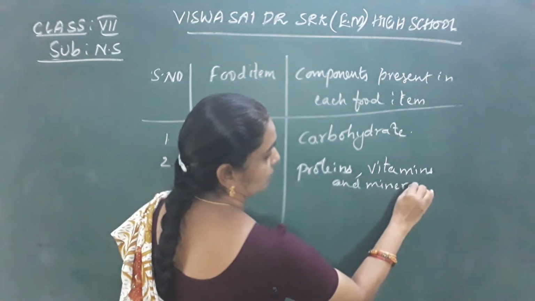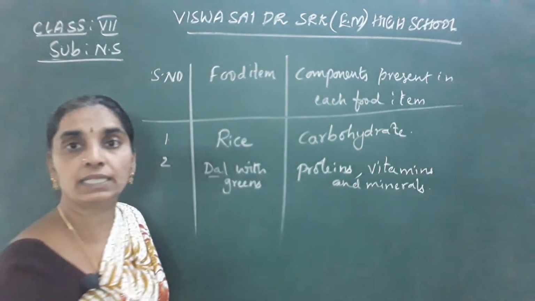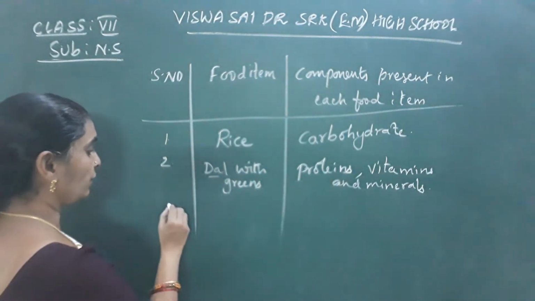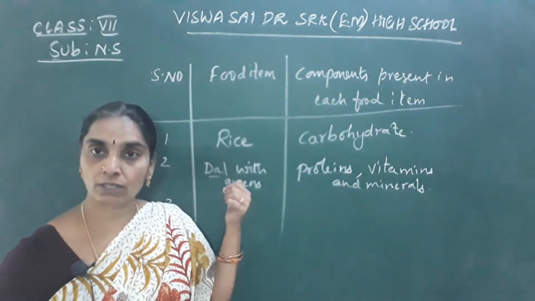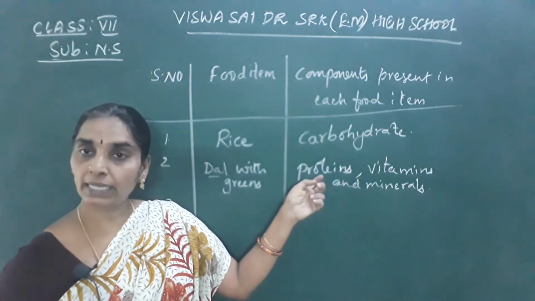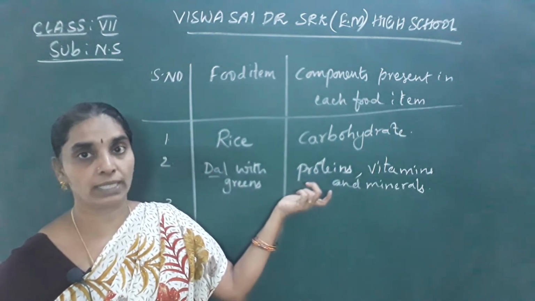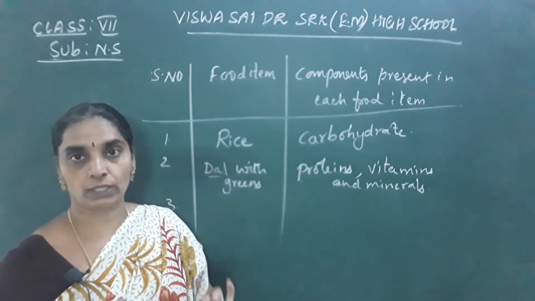So like this, you have to mention the components present in each food item that you eat in the lunch by you. If you prefer to eat egg in place of dal with greens, you can write egg contains protein. It is a complete protein, isn't it? So you can write protein over there.